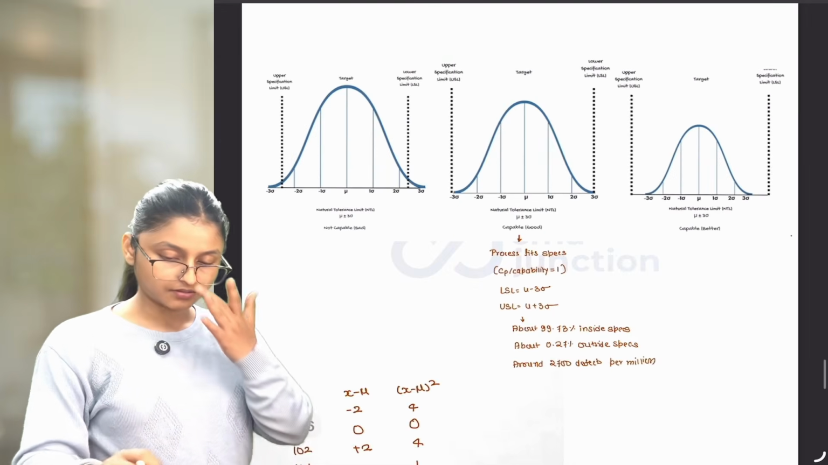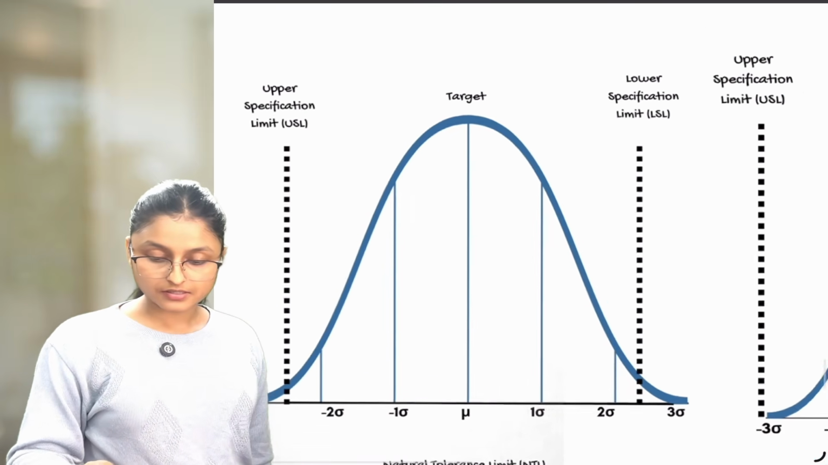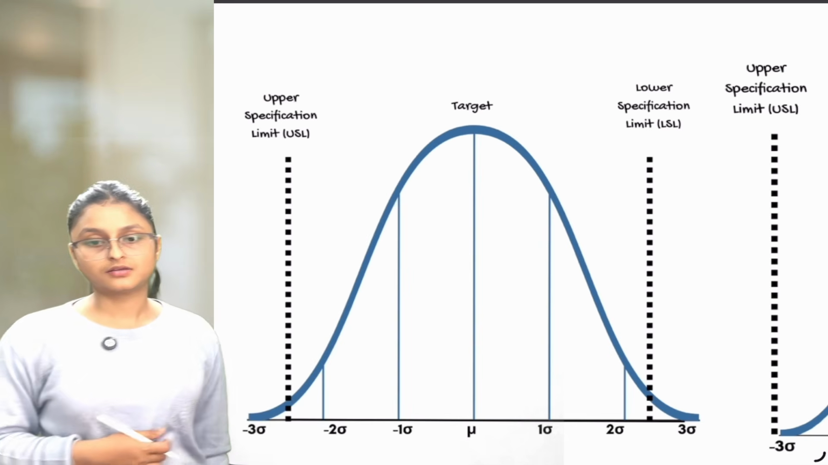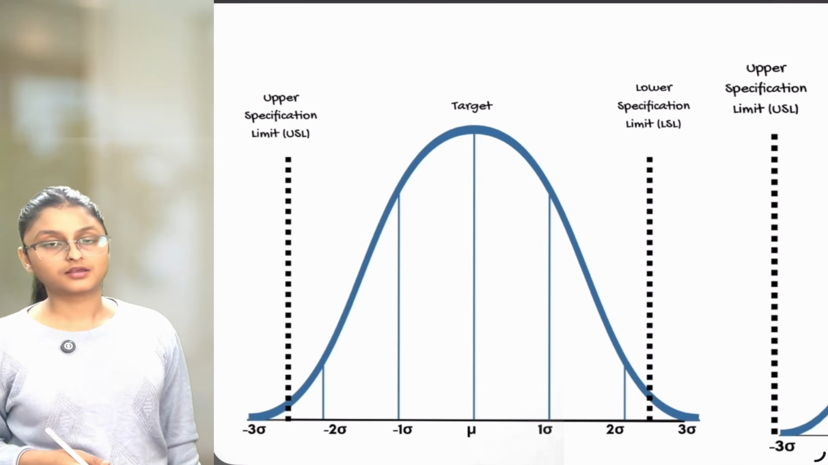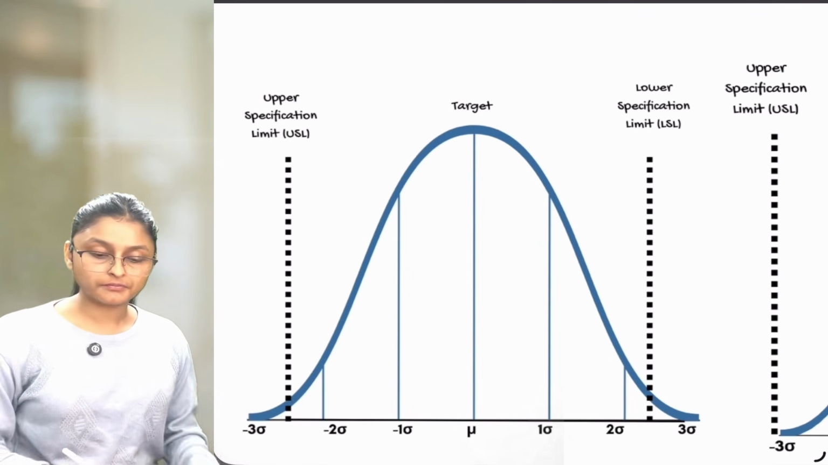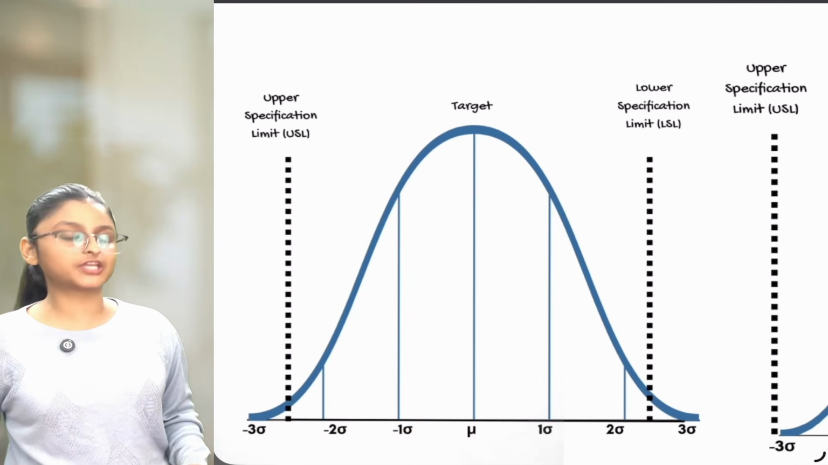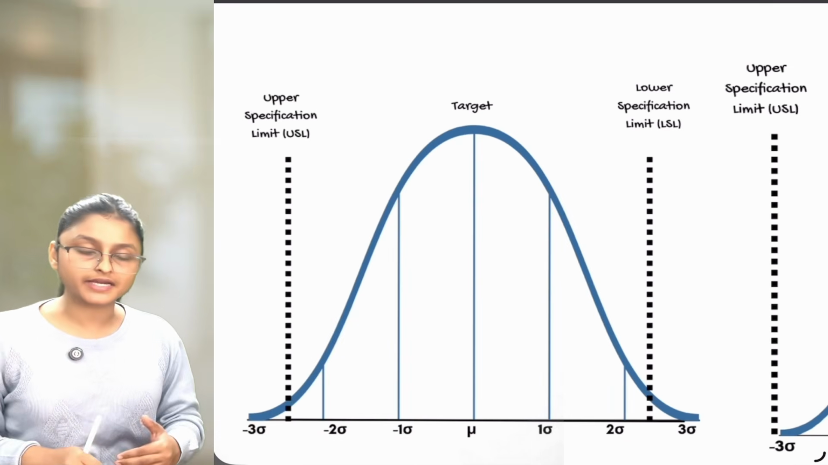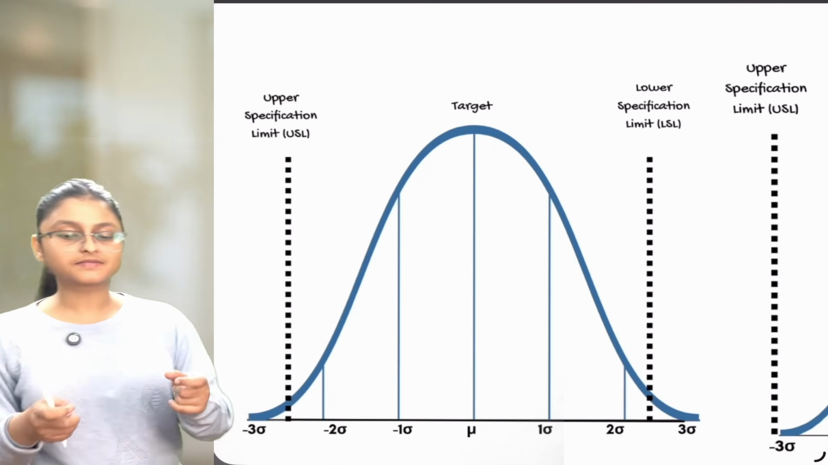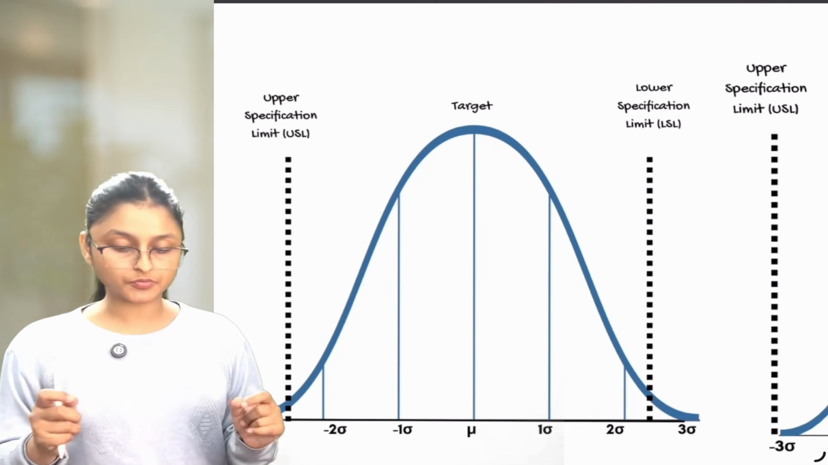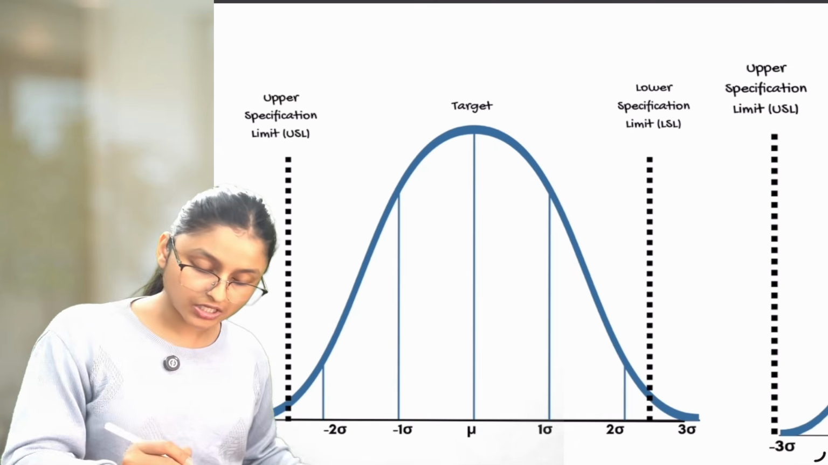Now, tell me, is this process capable? Is this process capable? Answer is no. Why? Because mu plus minus 3 standard deviation is going outside the specification limit. It should come inside, but it is going outside, and that is why the process is not capable to produce what we want. Just change one thing.